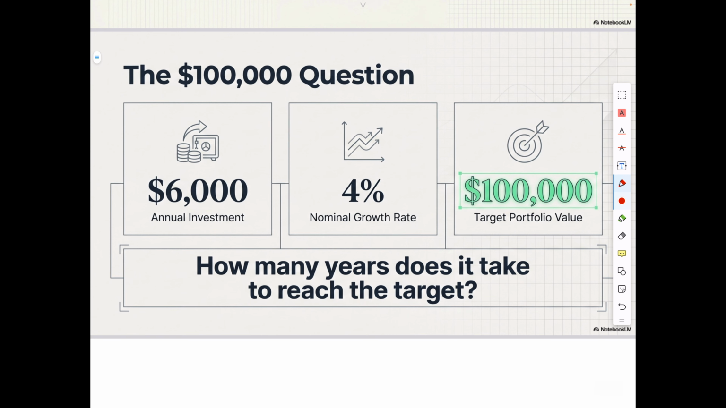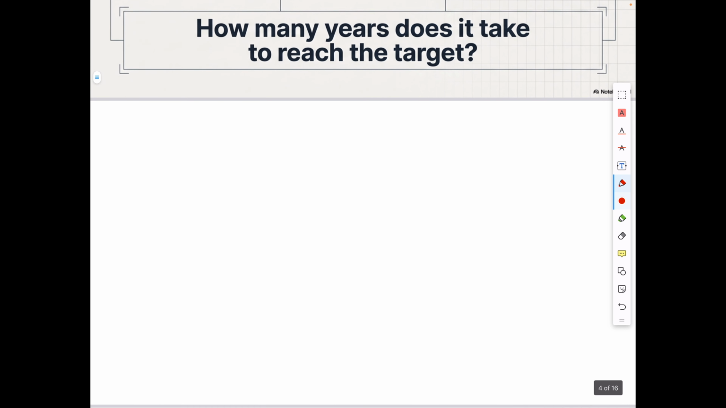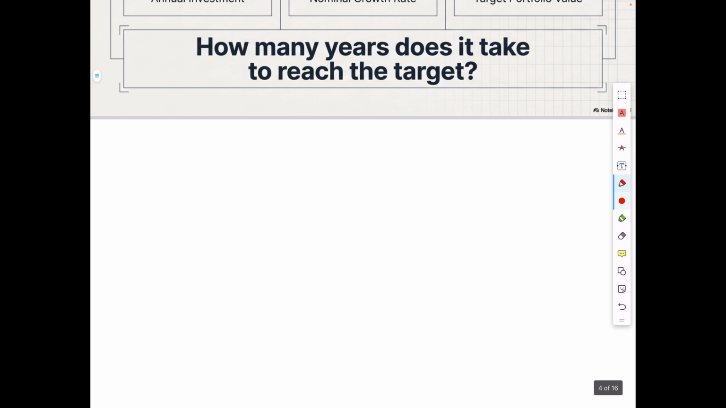I want to get a $100,000 savings or investment value at the end of n years. I don't know how long that is, but what I know is that by putting in 6,000 per year and getting my returns, I want to see when my final value is going to reach 100k. So I annually invest 6,000. My nominal growth rate is assumed at 4%. I target to get $100,000. So how many years will it take to reach the target?